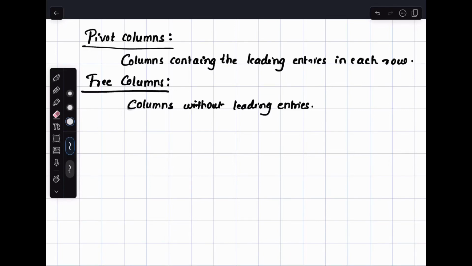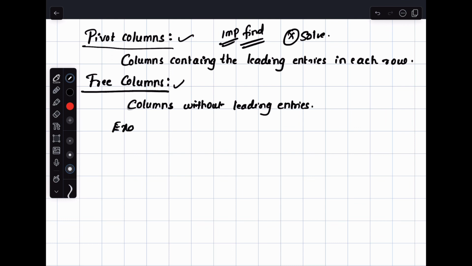Hello students. Today's topic is to understand what the pivot and free columns are. This is one of the important things for solving problems with respect to general solutions. If you don't understand this, you cannot solve any problems related to those. So without any delay, we will see the example directly.